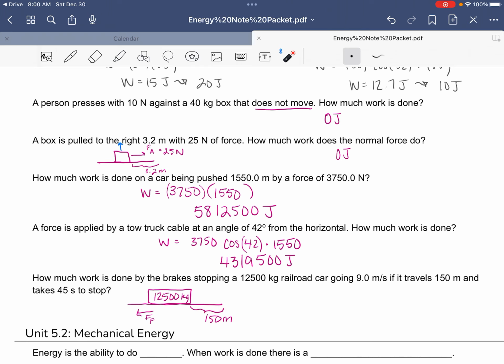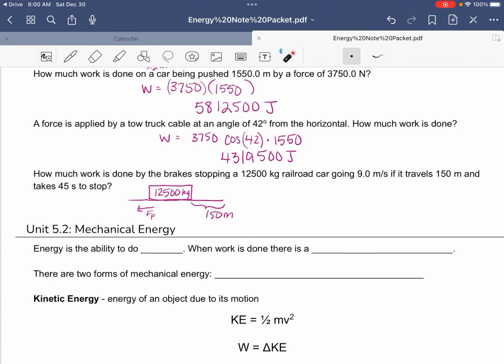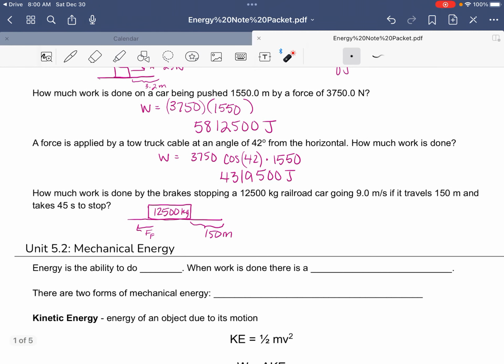Okay, which means that our work is going to be negative. So if we were to have plugged it into our equation up here, the F cosine of theta, our theta would be 180 degrees from the direction of the displacement, which would make it -1. Okay, so that's where we get that negative number from. Okay, so we're going to start by determining the force, that friction force that is applied.